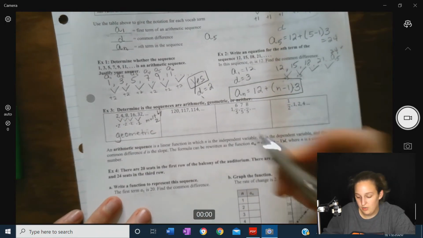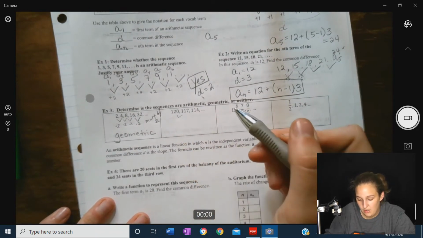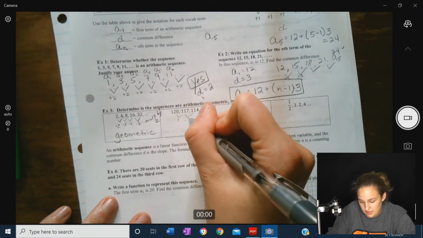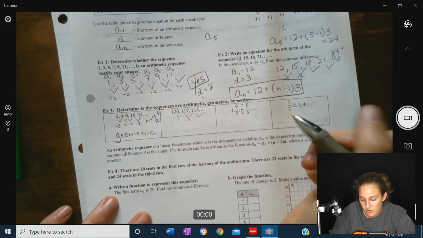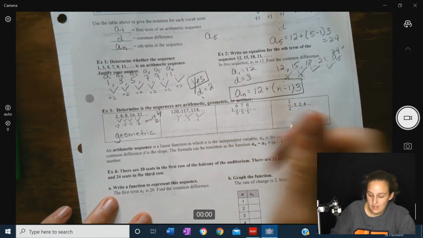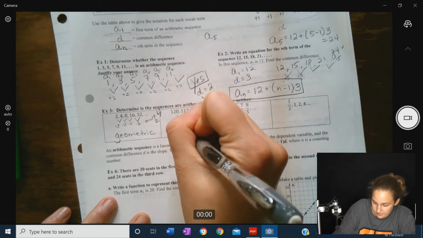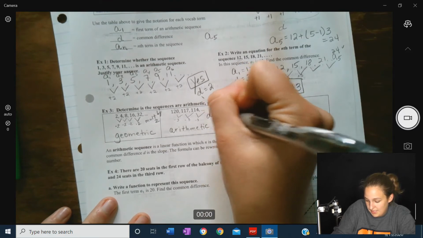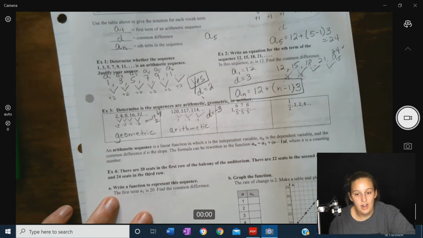All right, over here, 120 and 117, what are you doing here? You're subtracting 3. Still subtracting 3. So over here then, in this next term, you would subtract 3. So this would be an arithmetic sequence because the common difference is subtracting 3.